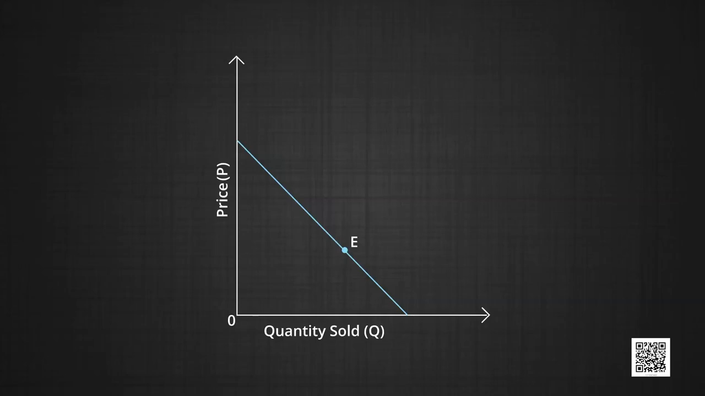Assume point E anywhere on this demand curve. The price elasticity of demand at the point E is given by the ratio of the length of the line segment EQM to the length of the line segment ES.